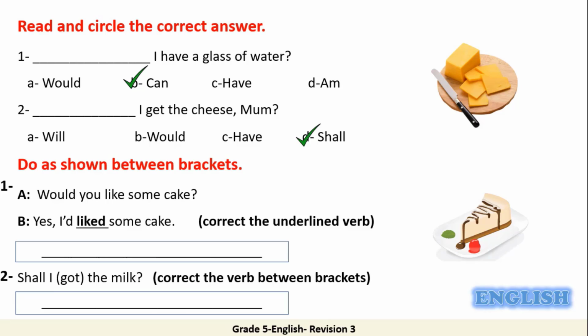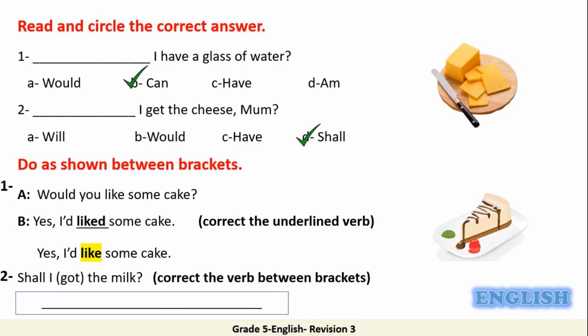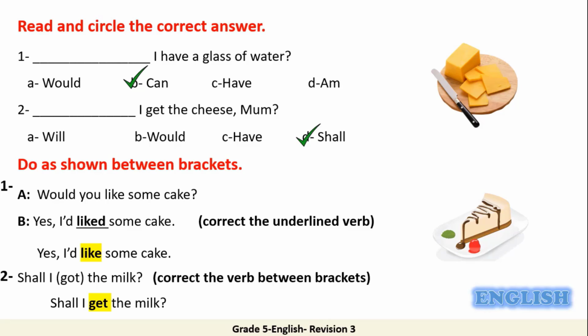Here you are going to correct the underlined verb. So the answer will be yes, I'd like some cake. Number 2. Shall I get the milk? Here you have to correct the verb between brackets. So the answer will be shall I get the milk? Here with shall we have to use the main verb. So the verb got will be get. Well done.